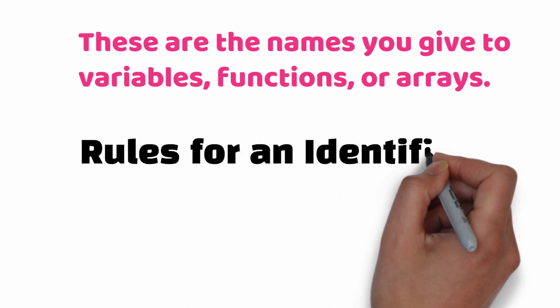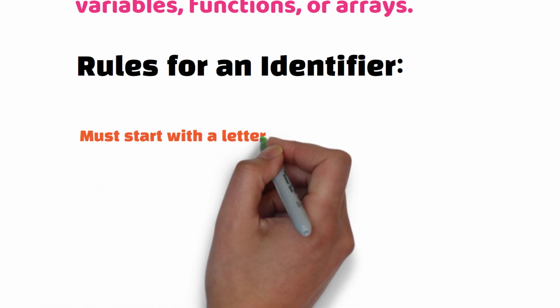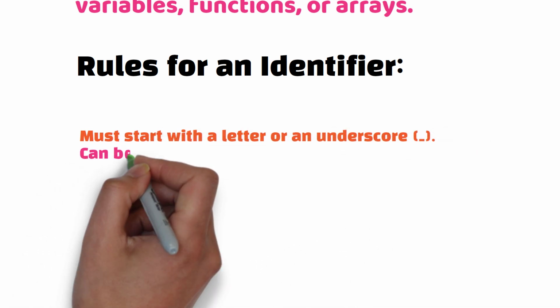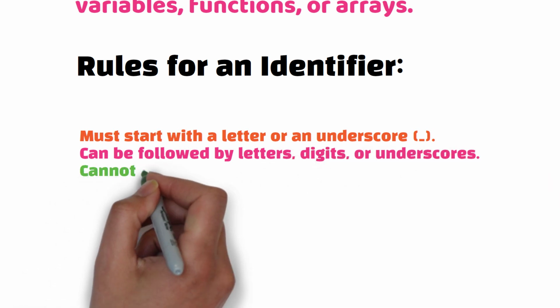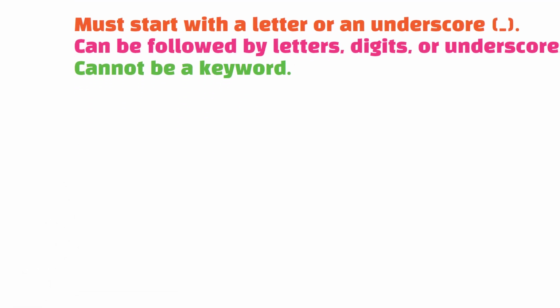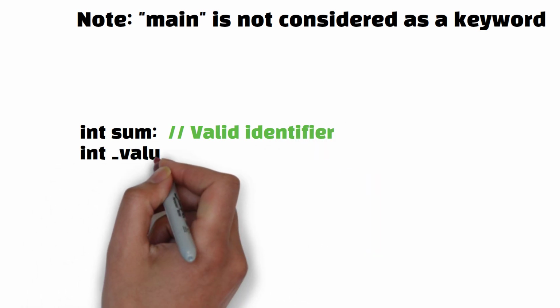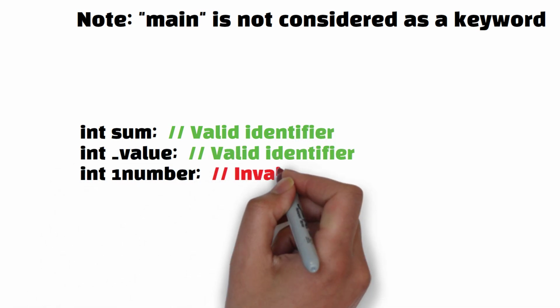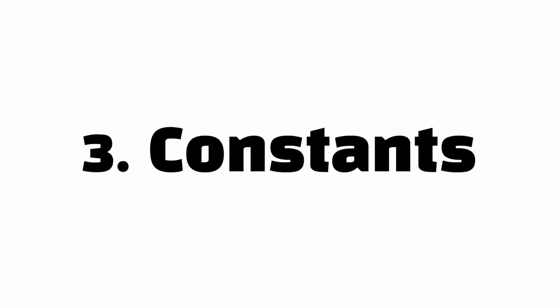An identifier must adhere to certain rules, which are as follows. It must start with a letter or an underscore. It can be followed by letters, digits, or underscores, but it cannot be a keyword. Also, an identifier cannot start with a number. Here, one number is invalid because identifiers cannot begin with a digit or a number.